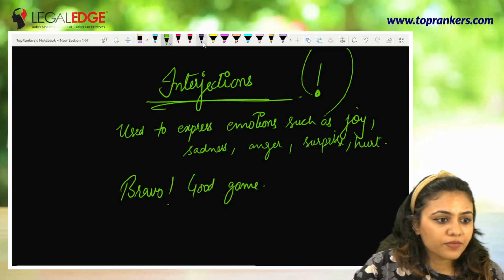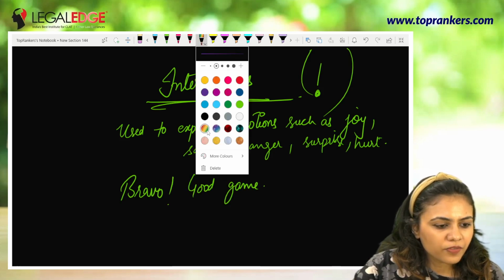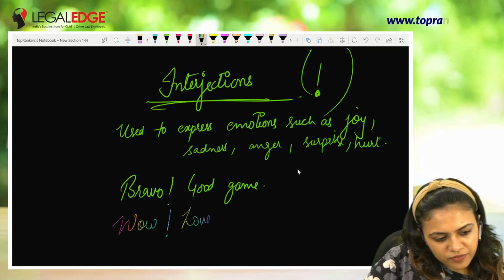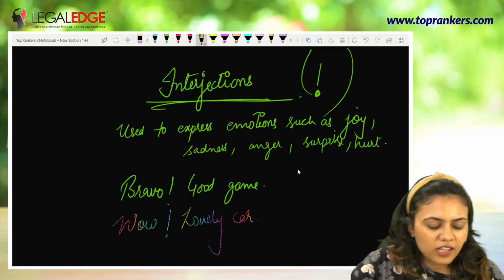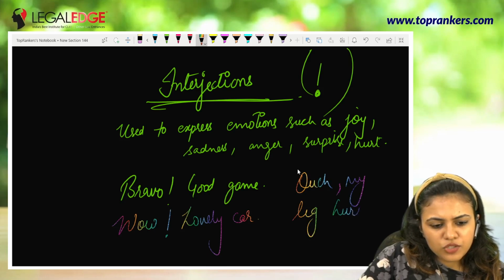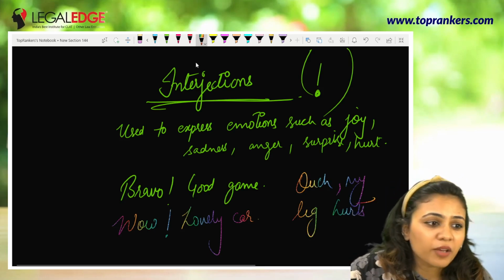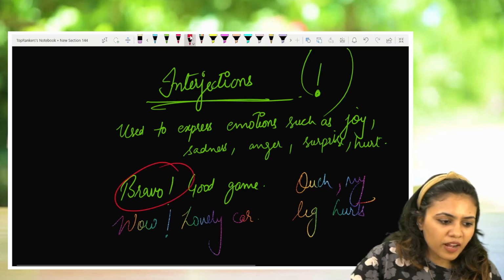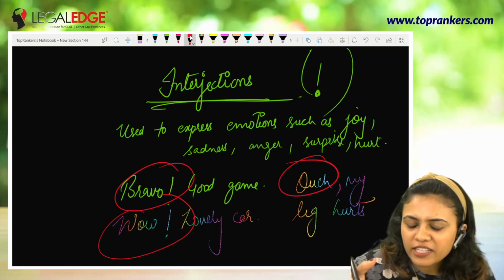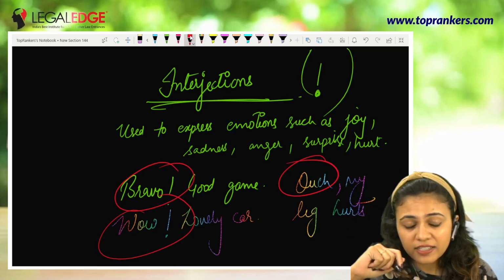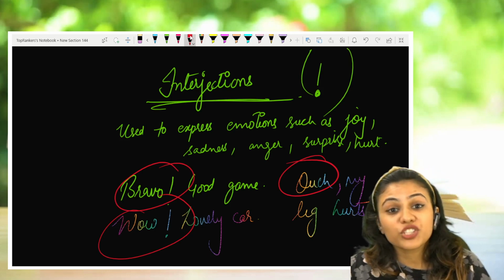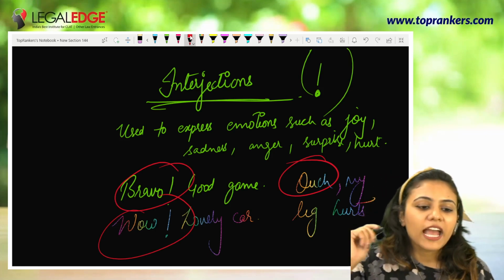Then there is, let's use another color. Wow, lovely car. Ouch, my leg hurts. तो यहाँ पे कौन से ऐसे वर्ड्स हैं which are showcasing emotions? I hope it's pretty evident. Bravo, wow, ouch, shh, somebody is coming. So इसमें कौन सा interjection हुआ? Shh. Similarly, alas, the car broke down in the middle. So alas is the word which shows interjections or which shows emotions, expresses emotions, and it's the easiest one to remember, right?